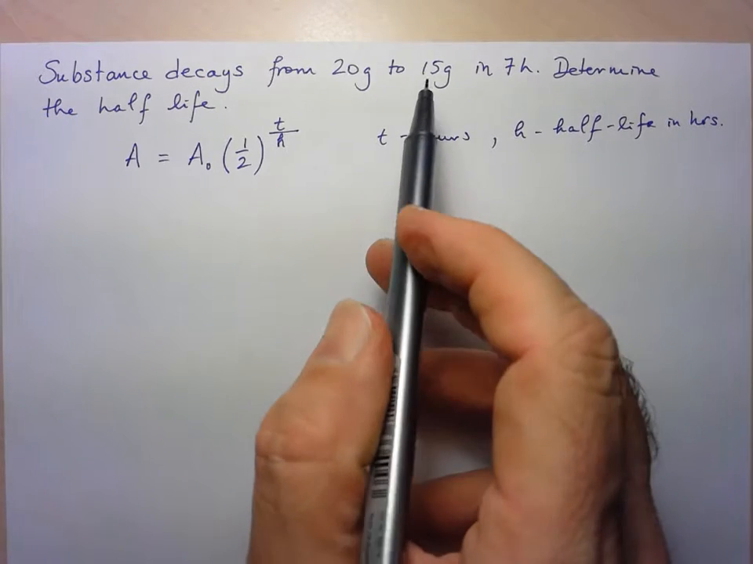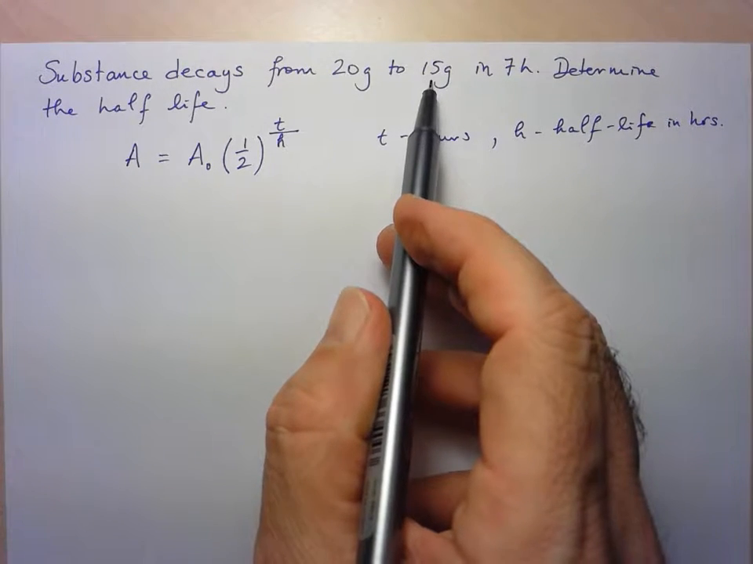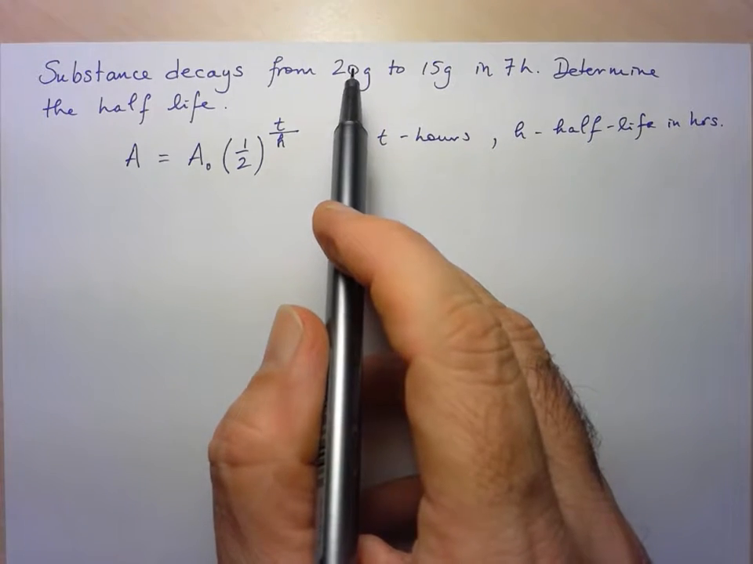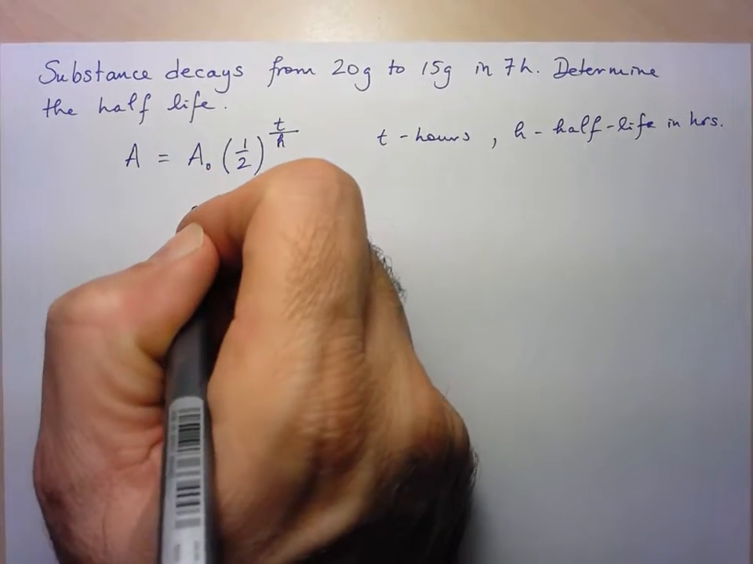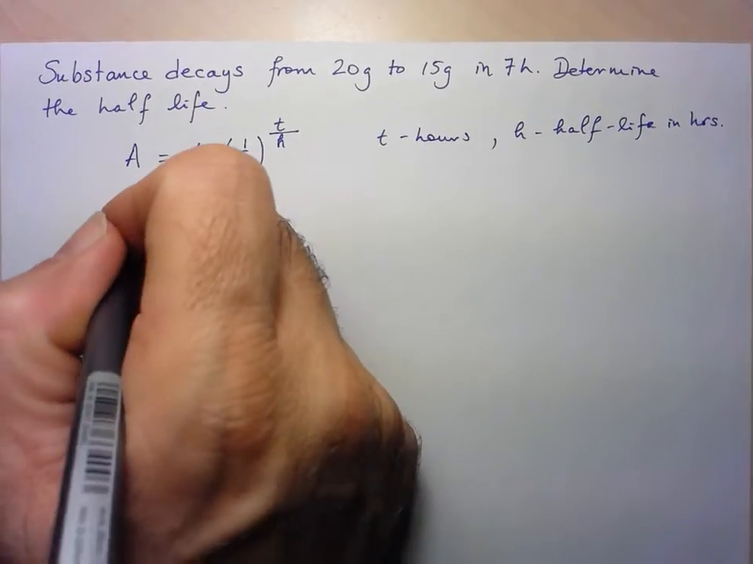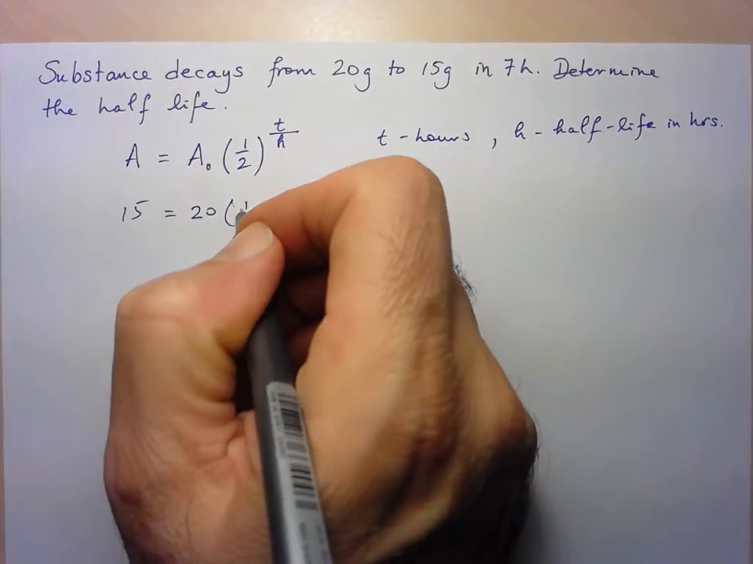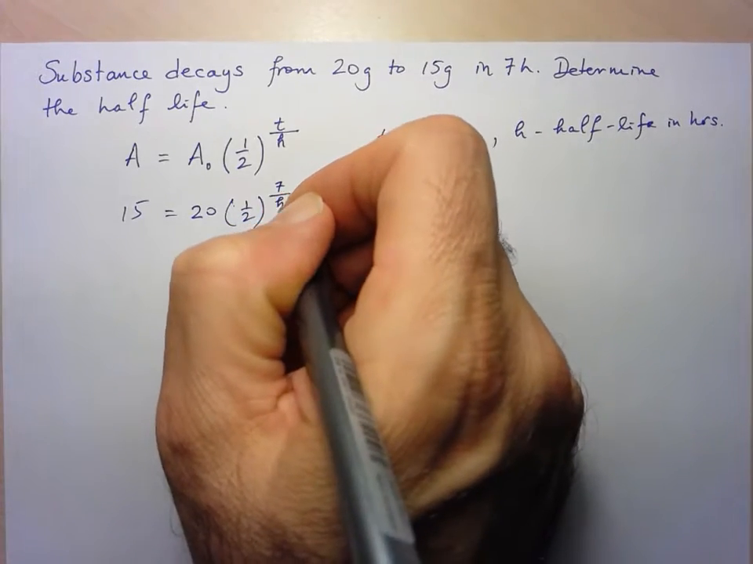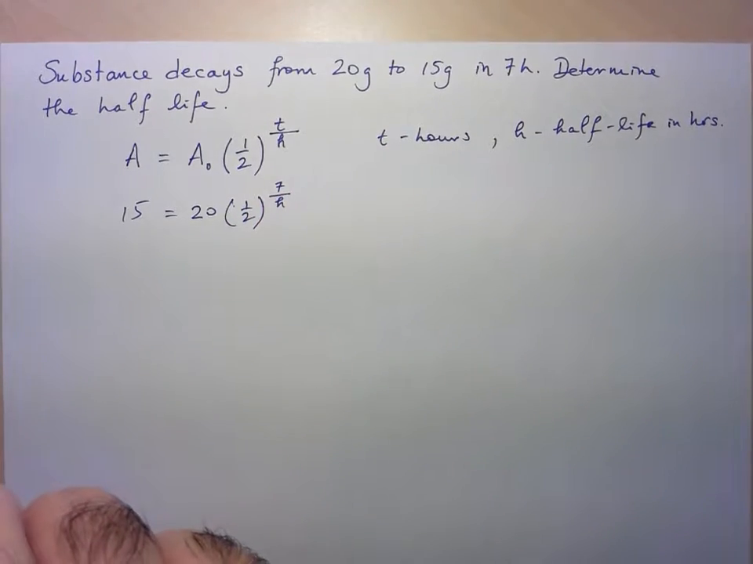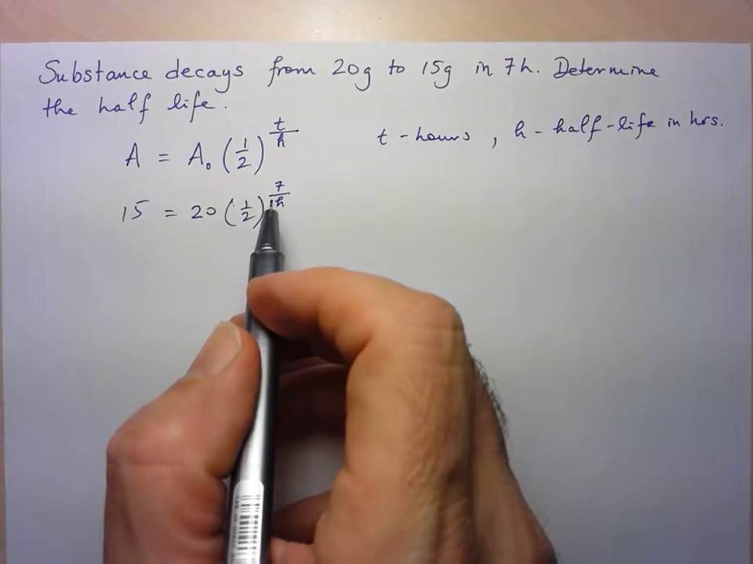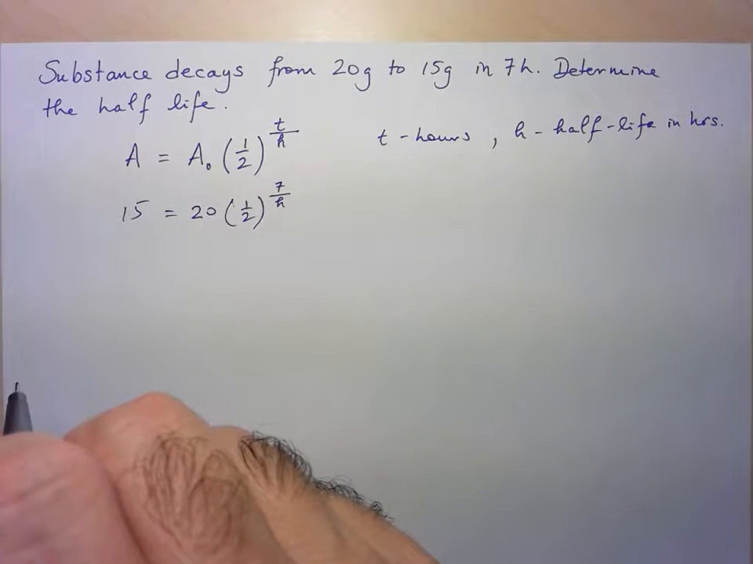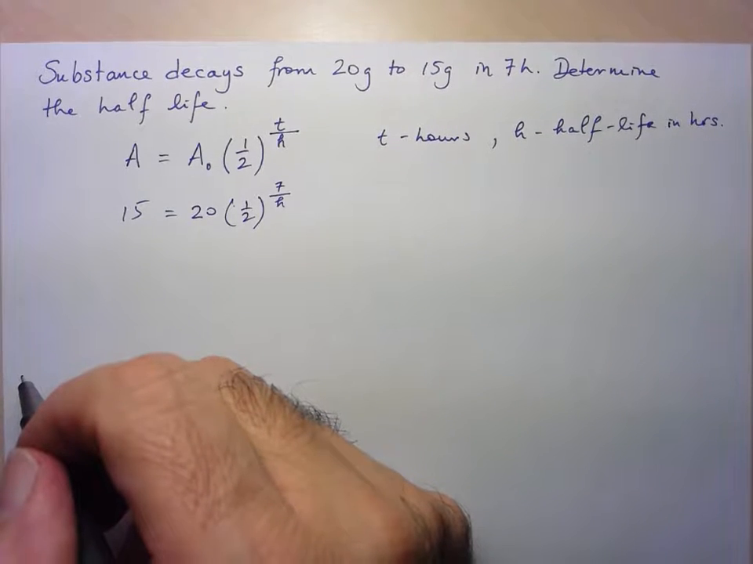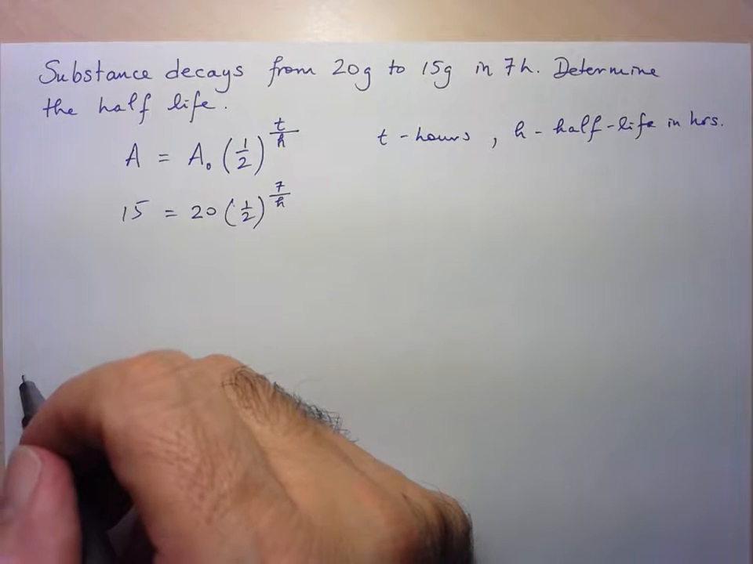We're given an initial and final value for a particular experiment. So we know that if we start with 20 grams, so A naught is 20, it's going to decay to 15 grams, and that's going to take 7 hours. The only information that's left to find is that half-life, which is exactly what I'm looking for. Now at this point, it's just about solving this exponential equation. So let's go ahead and do that.